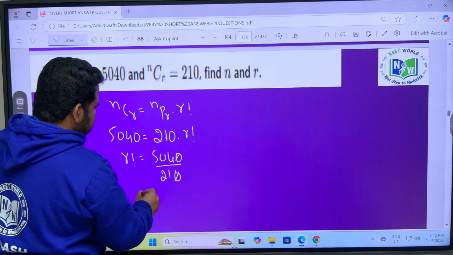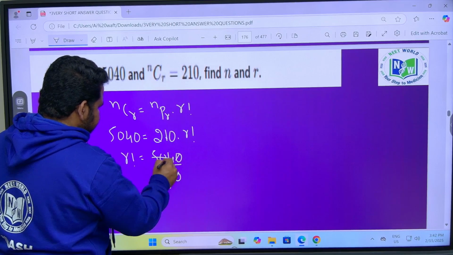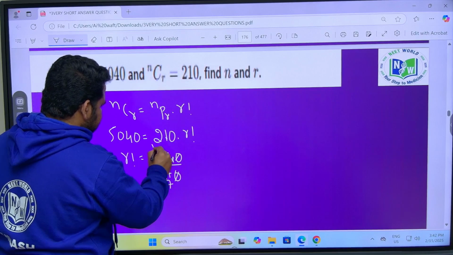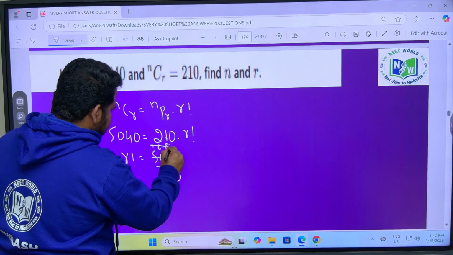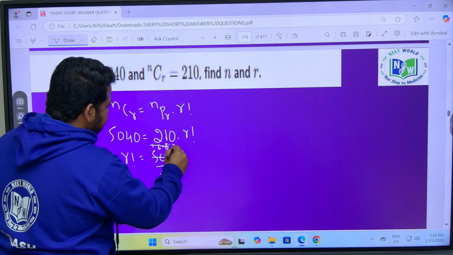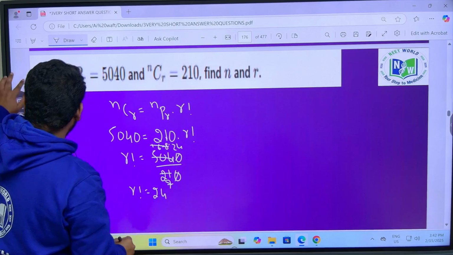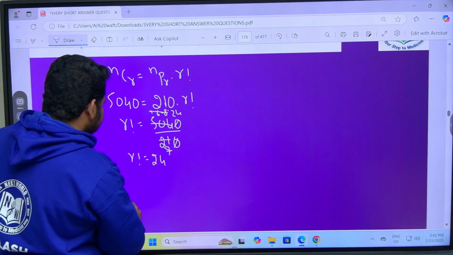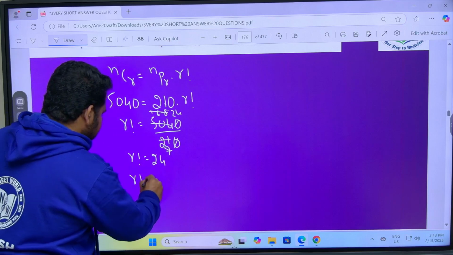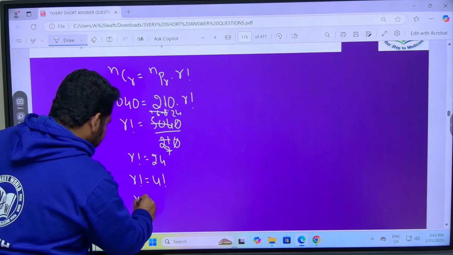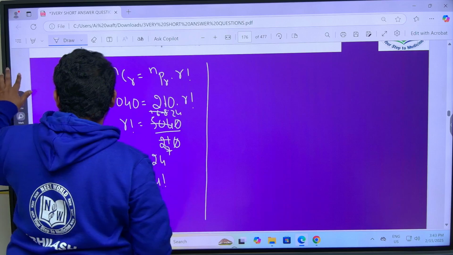0 cancels, so 21. 3 7s are 21, 7 2s are 14, 7 4s are 28. So r factorial will be equal to 24. You must know that 24 is nothing but 4 factorial. Okay, 24 is equal to 4 factorial. That means r is equal to 4. This is one thing we got. Now we have to find out the value of n.